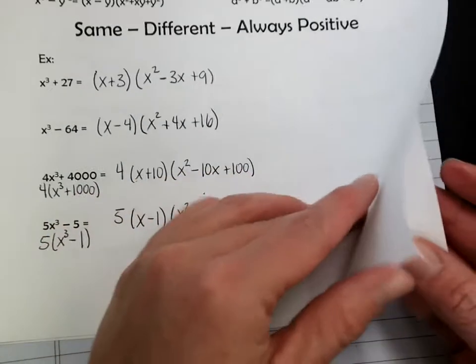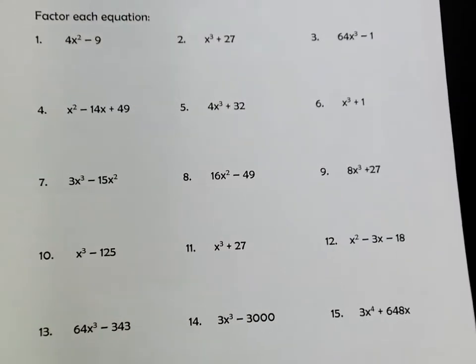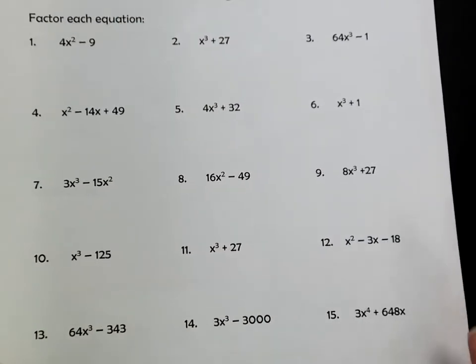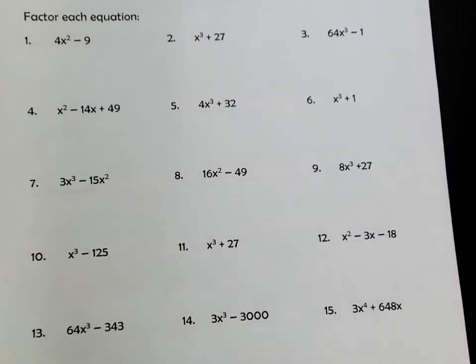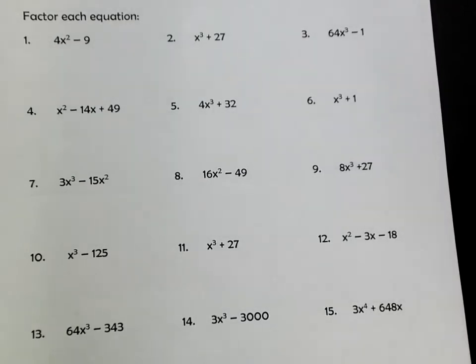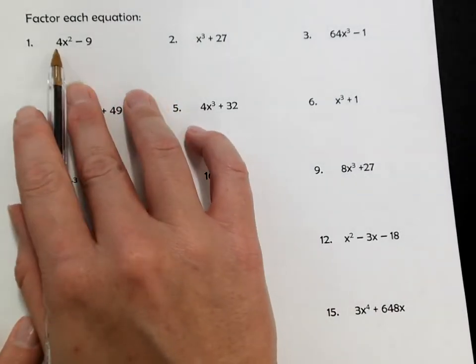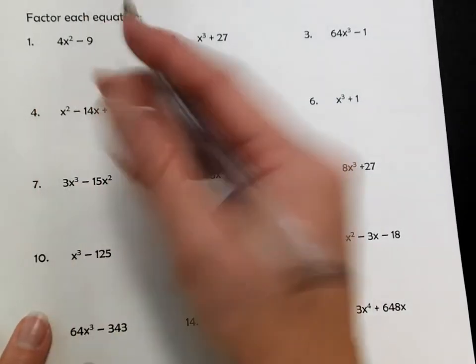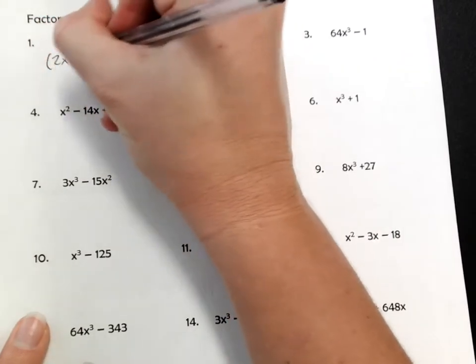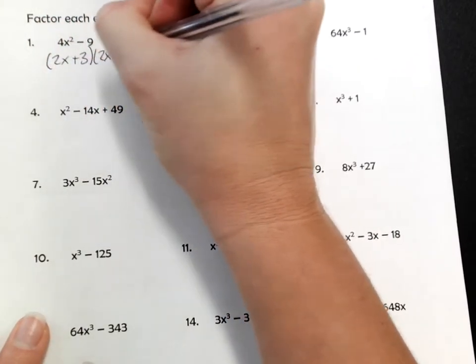On the back, there's actually quite a few problems back here. A lot of these are reviews. So eventually, this is where we're headed into things where factoring is all mixed together, and you have to decide which method you're going to do. Okay, this first one, well, that's a difference of 2 squares. I could take the square root of both of those, and they're subtracted. That's 2x plus 3 times 2x minus 3.